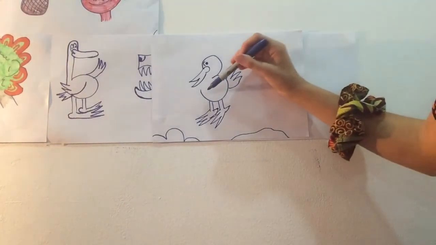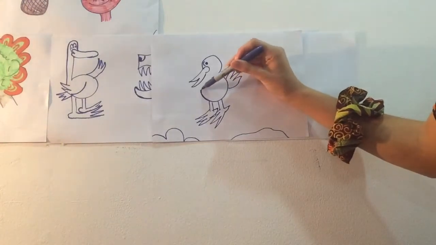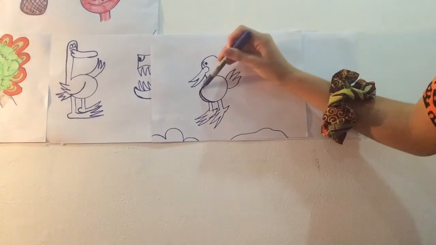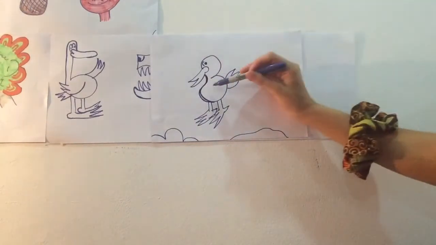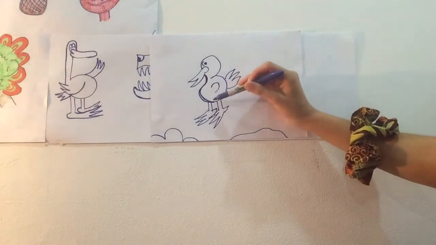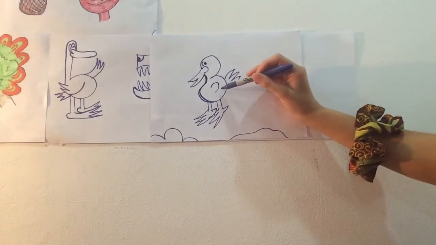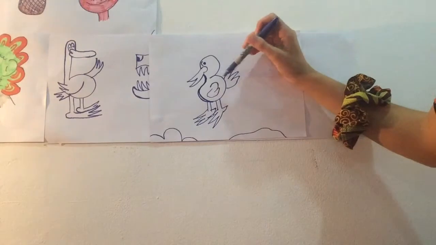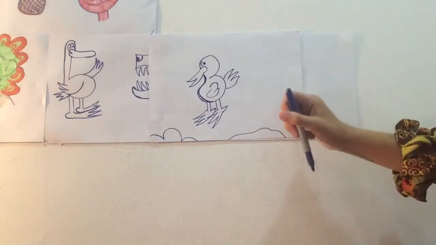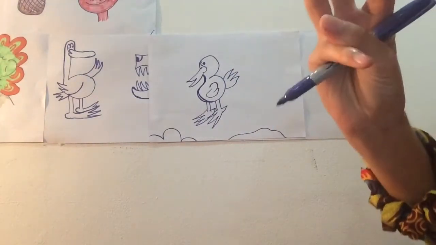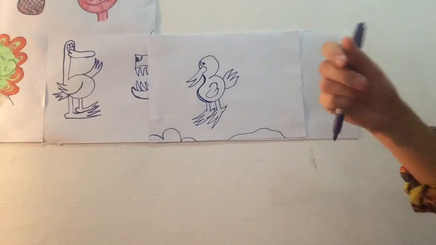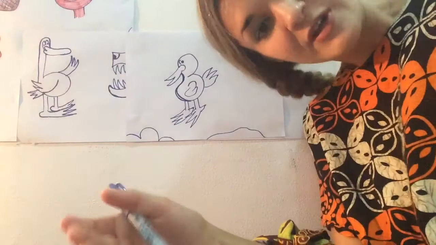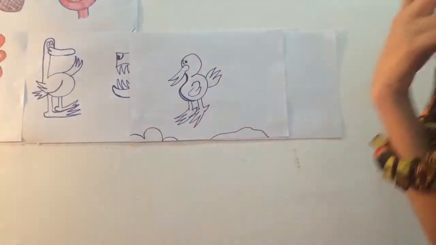Okay, and now all I'm going to do is come from right here and connect that up to the bill. I can add in another sort of wing shape right here on the body. Okay, and there's my ducky. All with just the number 3. Now let's see if we can do another face. But this time we're going to use the number 90 to create the face.